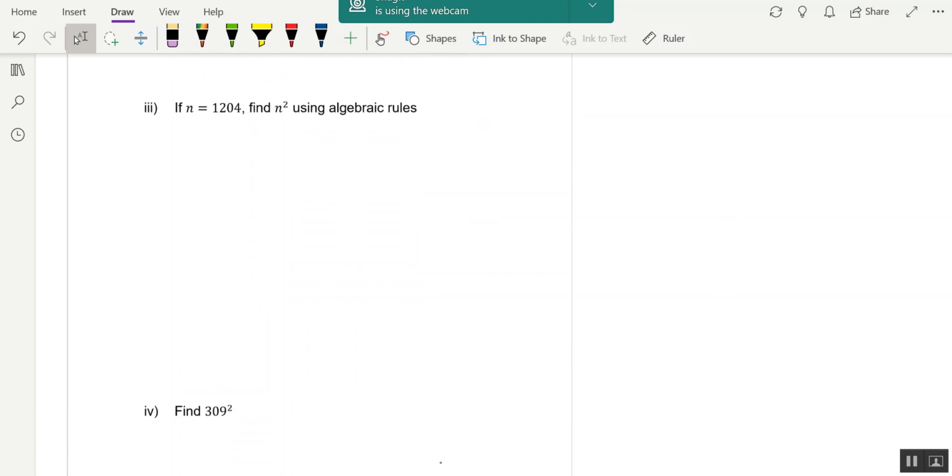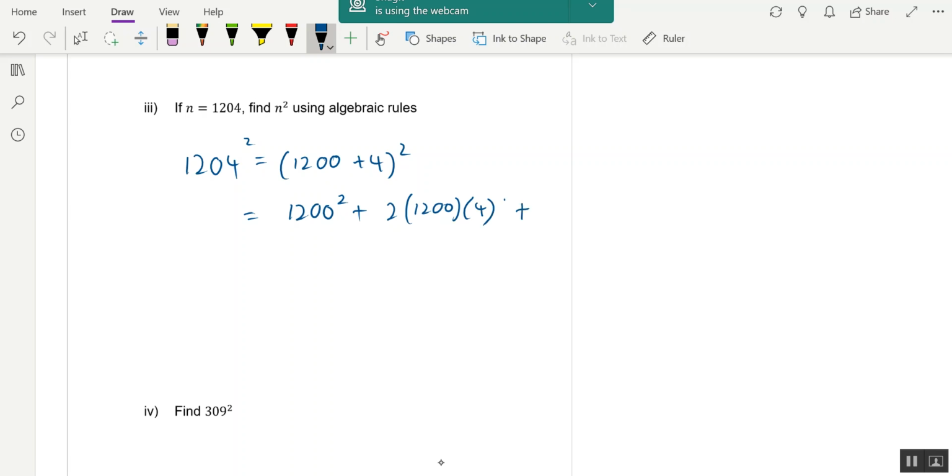And these two are very common questions: find n squared using algebraic rule, and usually they will say without using calculator. So 1204 squared is equal to 1200 plus 4 squared. This is algebraic rule number 1. Please do not forget your 2AB. So this will be 144 with 1, 2, 3, 4 zeros, plus 2 times 4, 8.